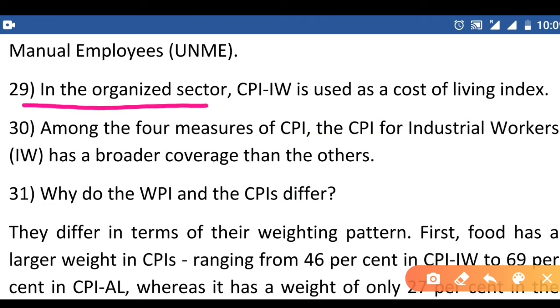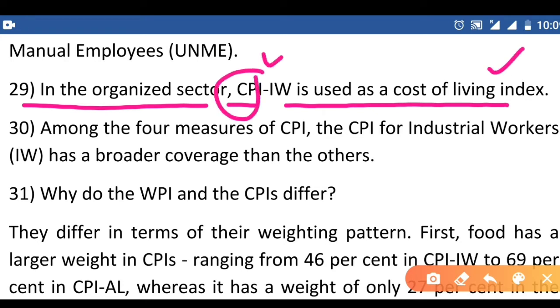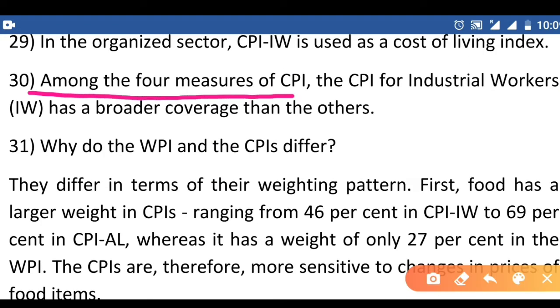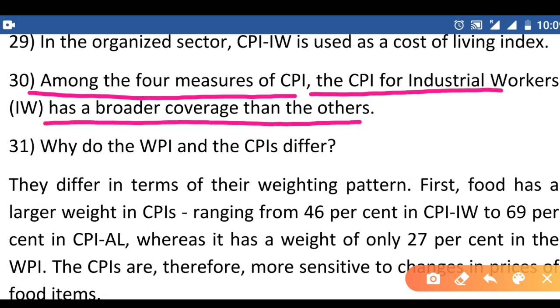In the organized sector, the consumer price index is used as a cost of living index. We calculate the consumer price index by taking industrial workers as consumers. So here we are studying the life of industrial workers. That's why it is nothing but a cost of living index. Four measures of CPI. The CPI for industrial workers has a broader coverage than the others. Here we calculate the CPI by taking different people.